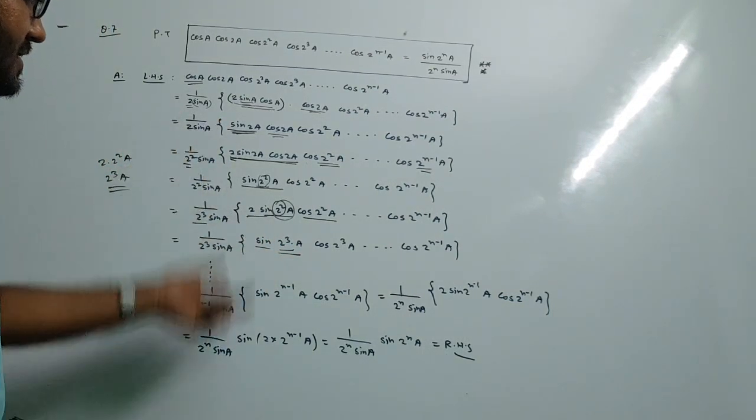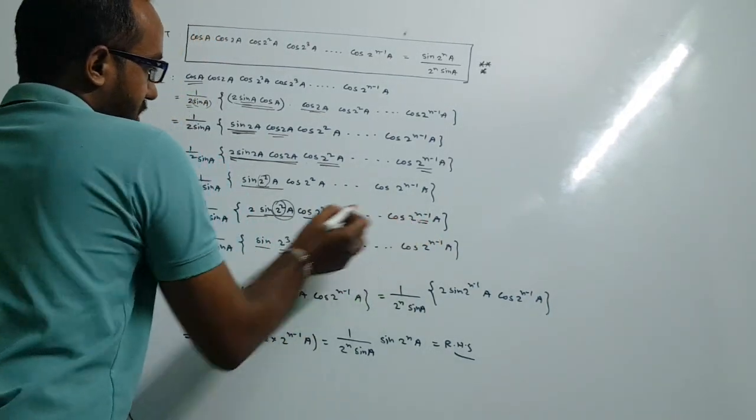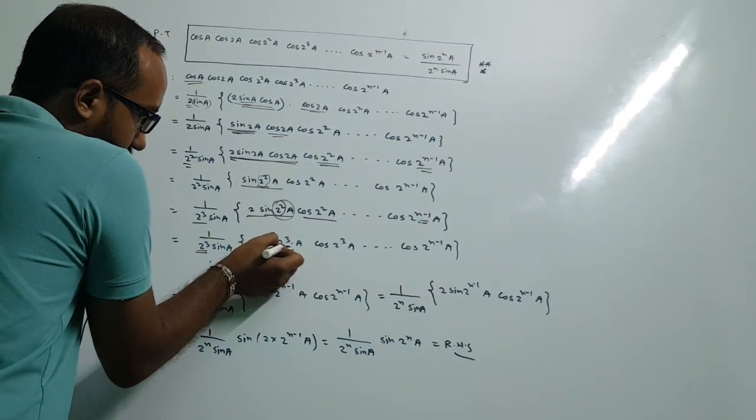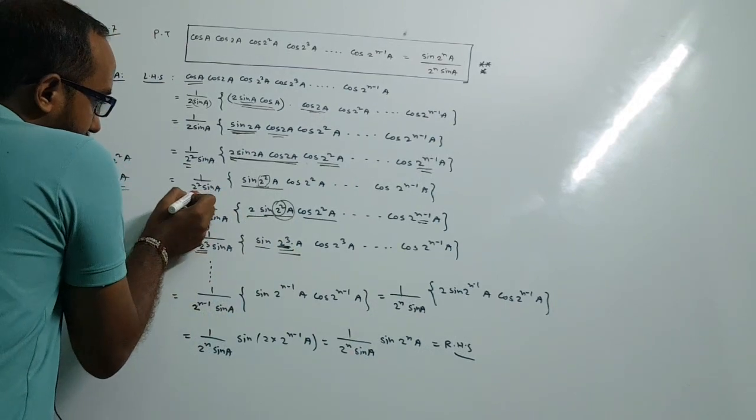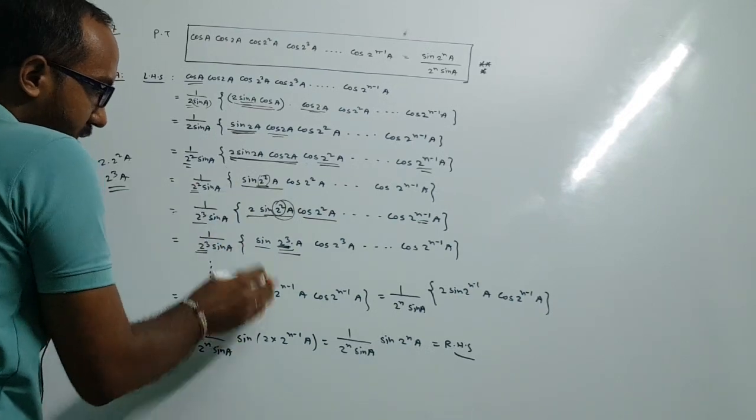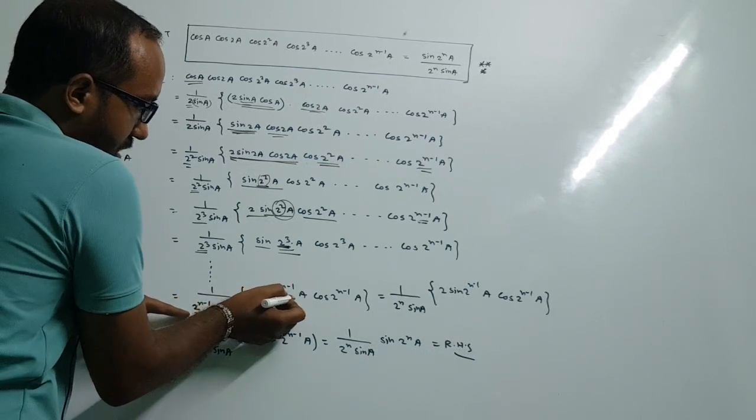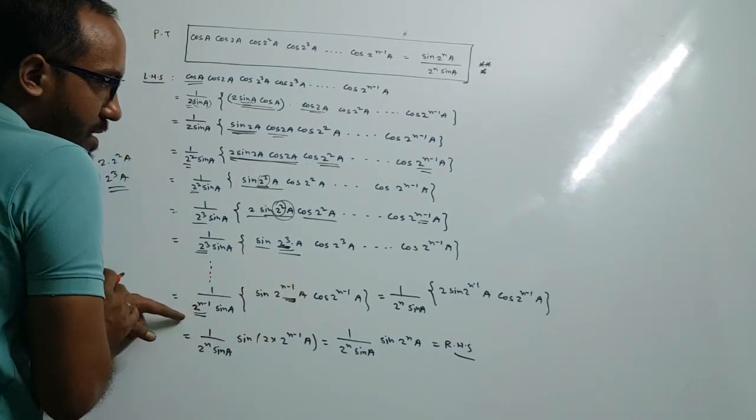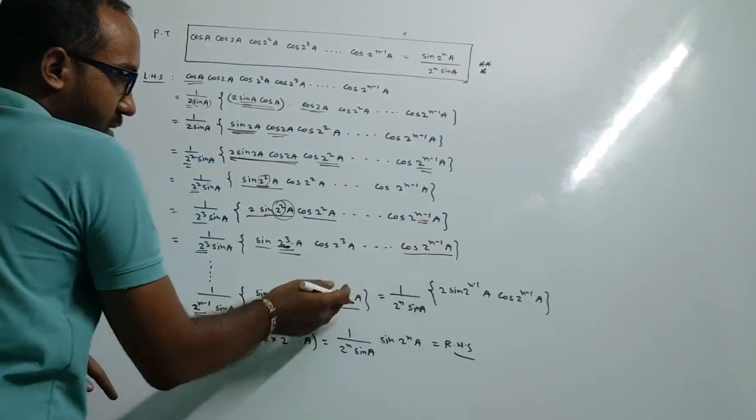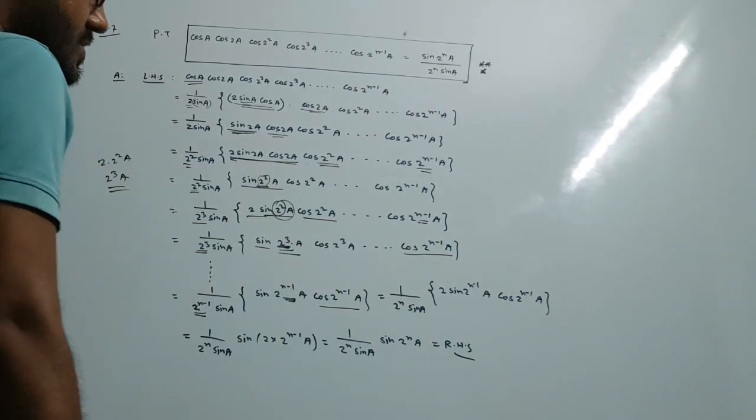So maintaining this sequence, we can say when it is n minus 1, see one thing, if you have 2 cube here, you have 2 cube here. If you have 2 square here, then you have 2 square here. Then maintaining the sequence, we can say when you have 2 to the power n minus 1 here, then you will get 2 to the power n minus 1 here also. So then what will be the last thing? The last thing would be cos of 2 to the power n minus 1 A, after calculating all the values, going through this process.